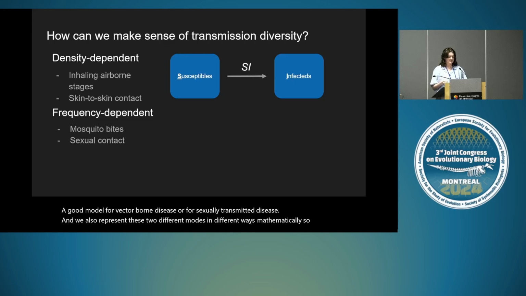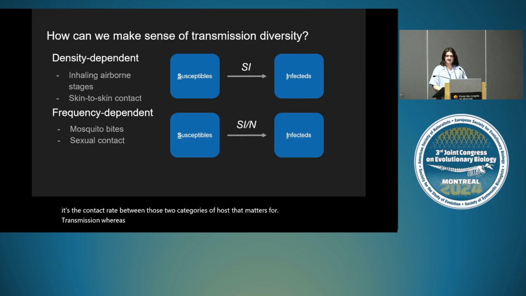So density-dependent transmission, we often model it as being the number of susceptible hosts times the number of infected hosts times some transmission coefficient. So you can see that it's the contact rate between those two categories of host that matters for transmission. Whereas frequency-dependent diseases, we're more interested in how often susceptible hosts come into contact with infected hosts, given that they come into contact with some host in the population. So you can see that it's the number of susceptibles times the proportion of the infection in the population, and here N being the total number of hosts in the population.